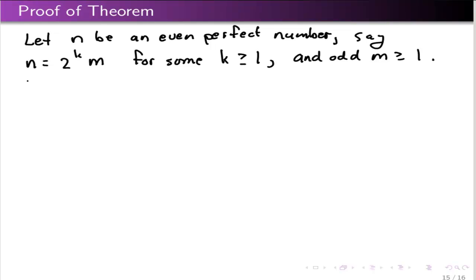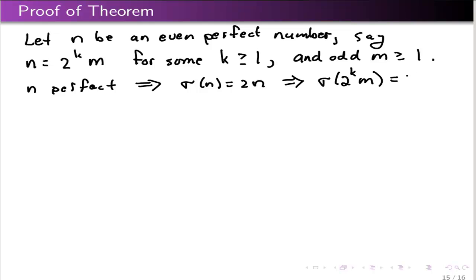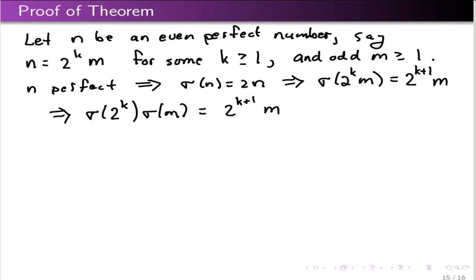All right, so being perfect means that sigma of n is 2n, which means that sigma of 2 to the k m is 2 to the k plus 1 m. Sigma is multiplicative, so this is sigma of 2 to the k times sigma of m. Which implies that this is 2 to the k plus 1 minus 1 times sigma of m is 2 to the k plus 1 times m.